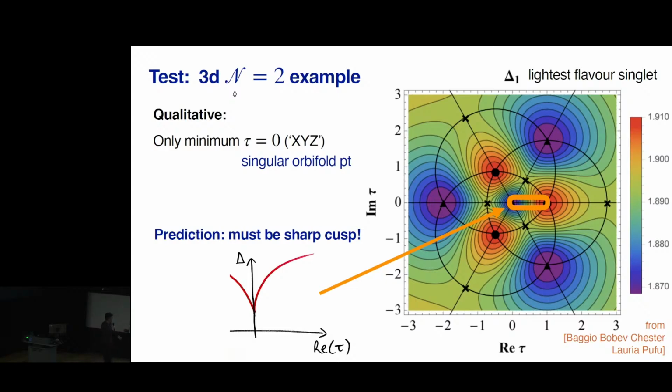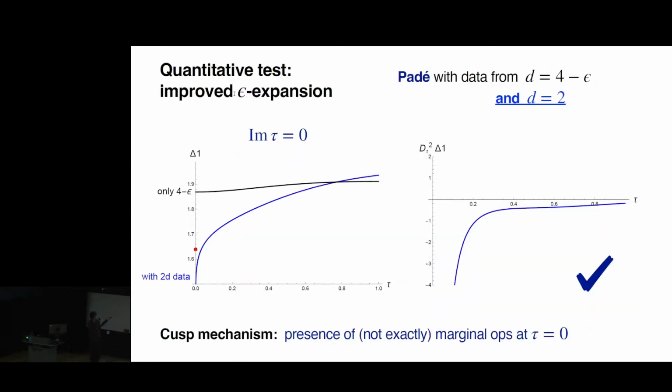So let's test this. Here in black, I'm plotting their epsilon expansion, exactly the same plot, now just along this real slice. They use data from d equals 4 minus epsilon. So I improved this epsilon expansion by also adding d equals 2 data and performing a two-sided Padé.